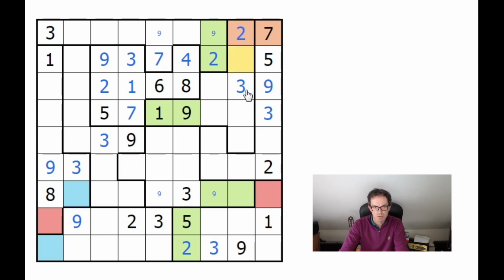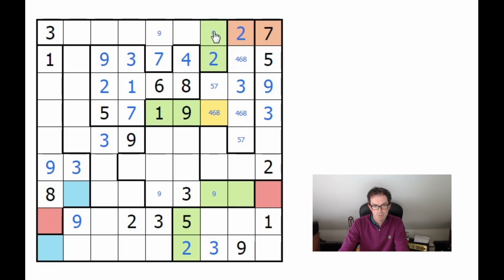Let's look at this block. Where can we place the numbers 7 and 5 in this block? We have a 5 and a 7 here, and a 5 and a 7 here. So there must be a 5-7 pair in this block in those two positions, which means the rest of it is 4, 6 and 8. Let's just highlight that to keep track. 4, 6, 8, 5, 7.